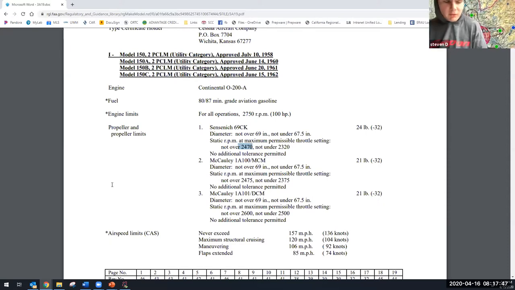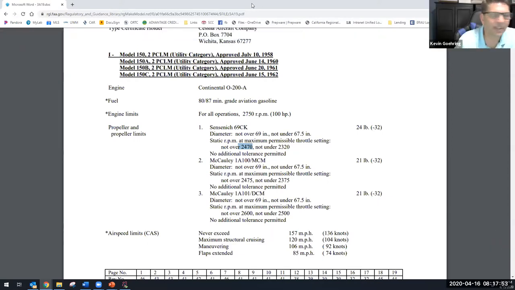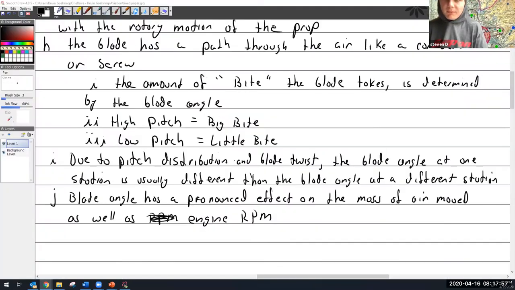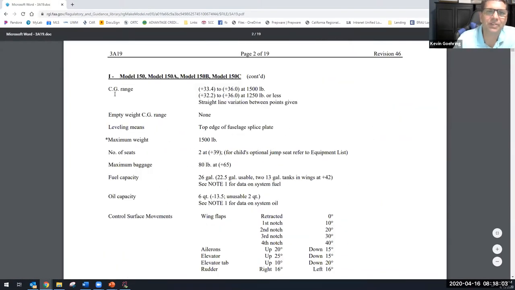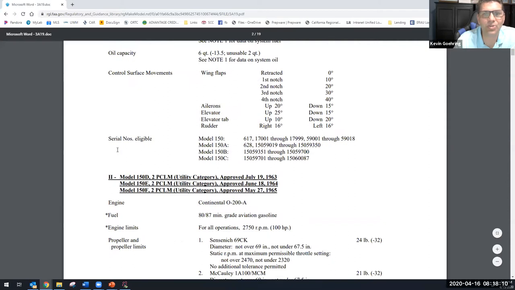What about when you file down stuff on the leading edge of the propeller? Well, that's different, and those are different dimensions. It's just not given in the type certificate. The type certificate doesn't tell you everything. If you haven't looked at one, it has the CG range, maximum weight, where the seats are located, baggage, fuel, oil capacity, control surface movements, and serial numbers. Boom, I'm done. That was it.